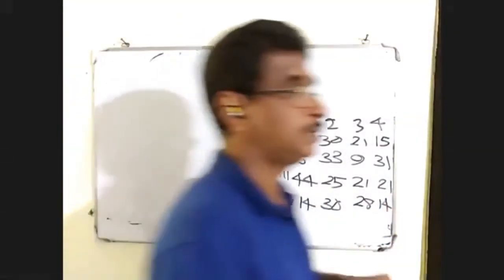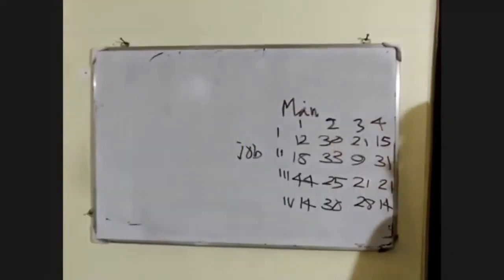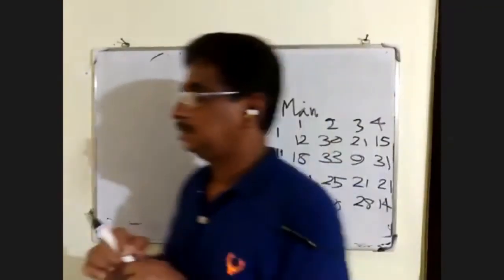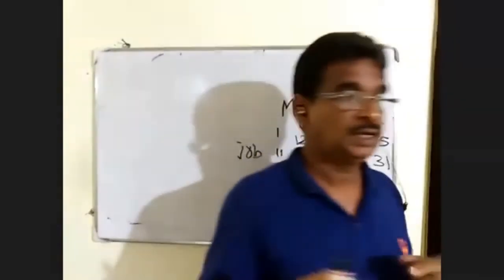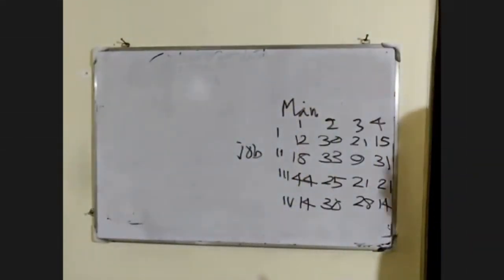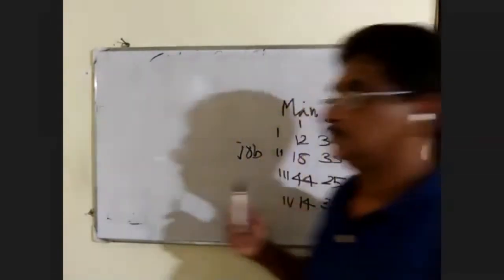First of all, you check whether it's balanced or unbalanced. Is it balanced? Yes, sir. Okay, please write here: the number of rows is equal to the number of columns. It is a balanced assignment problem. Clear?